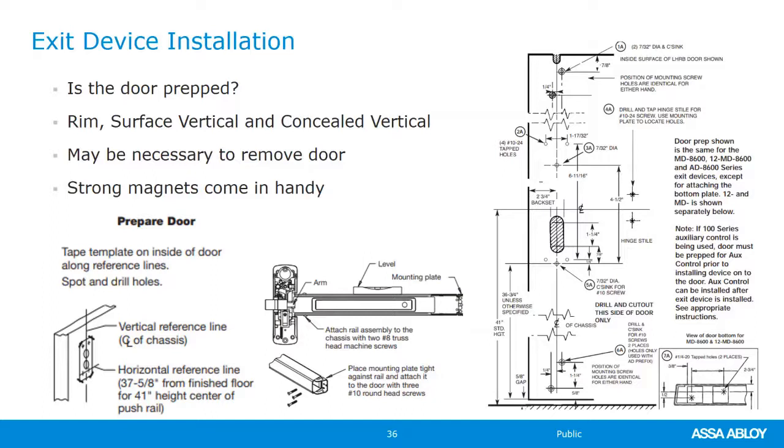So if we look here, again, 2 3/4 is a very common backset. We have here that for this exit device, the vertical center line is that 2 3/4. Again, I'm going to measure that from the center of the bevel, and then I'm going to come up that 37 5/8 for that other center line.